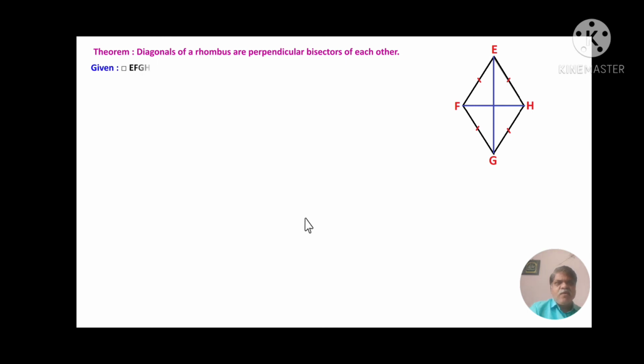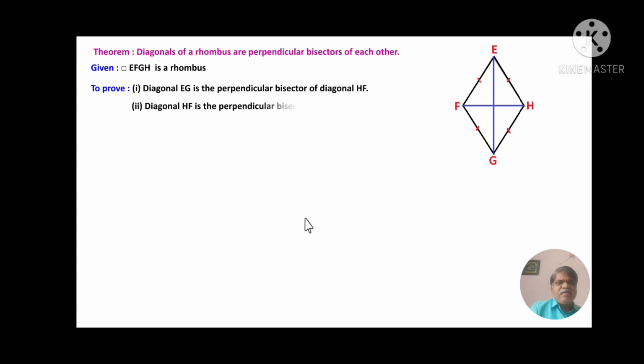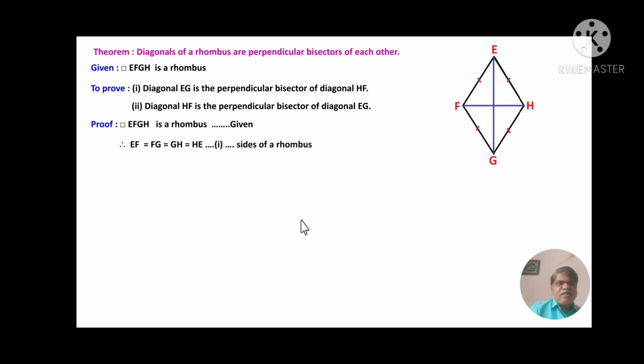So what is given now? Quadrilateral EFGH is a rhombus. So you have to prove that diagonal EG is the perpendicular bisector of diagonal HF, and diagonal HF is the perpendicular bisector of diagonal EG. That we have to prove. Friends, let us start with what is given. Quadrilateral EFGH is a rhombus. It is given. So we can write that EF is equal to FG is equal to GH is equal to HE. Statement 1, that is the sides of a rhombus.